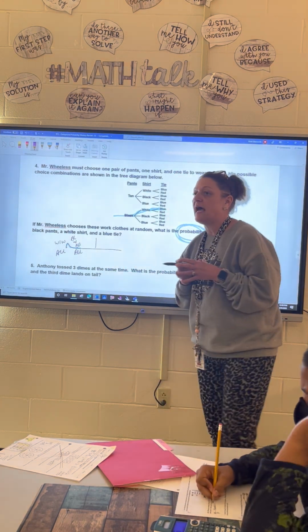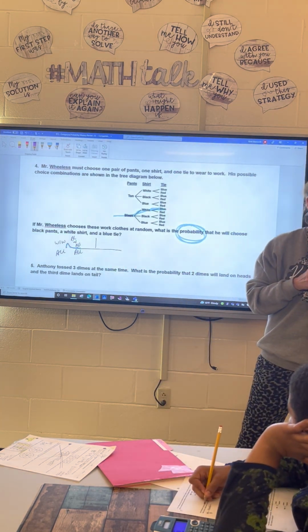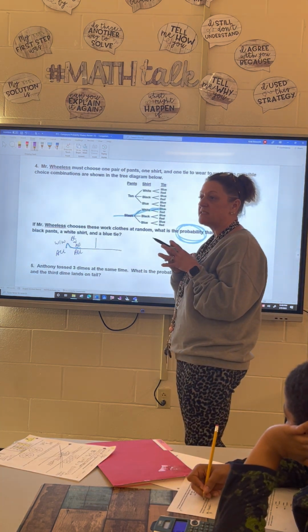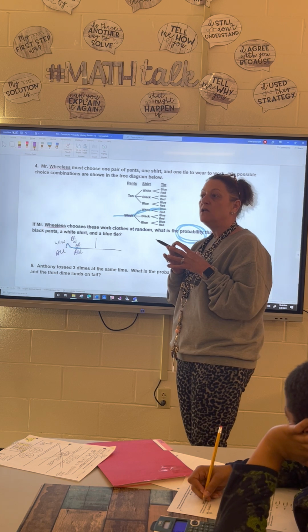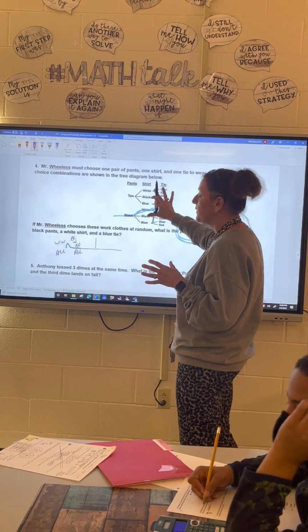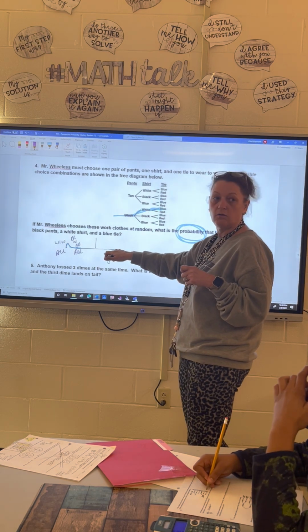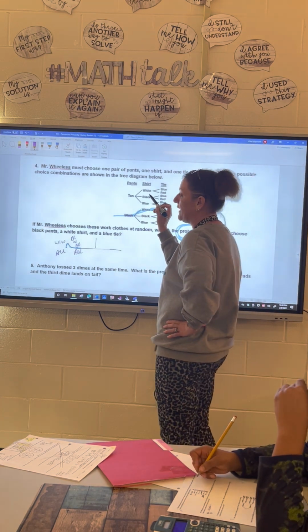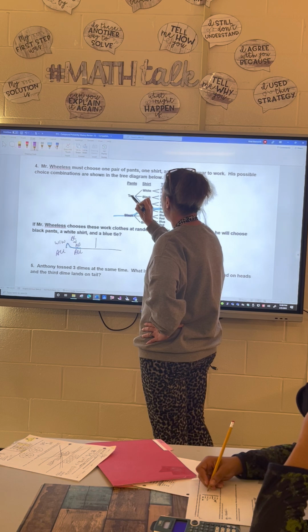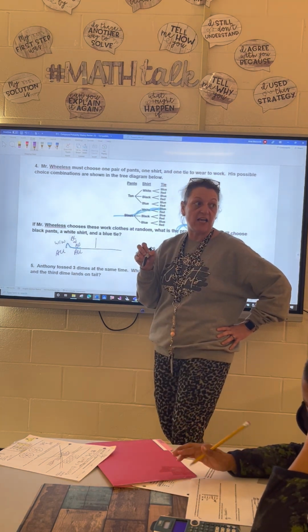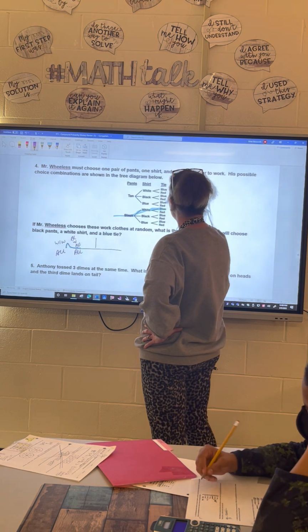When you have a tree diagram, to me, once you've got your tree diagram done, it is best to create your list. So we're going to create a list from this. I'm going to come up here and do a list, and then we'll talk about the all. Okay? Let's do our list. And we're going to start with tan. So what are all the different combinations that I could have?